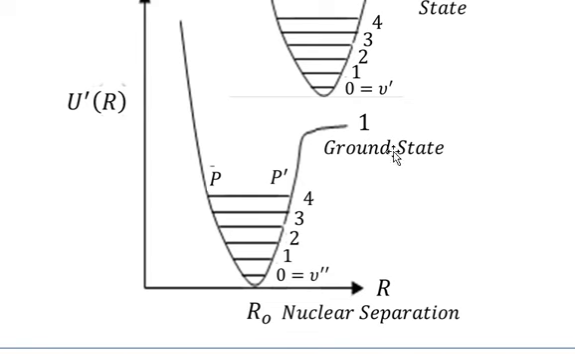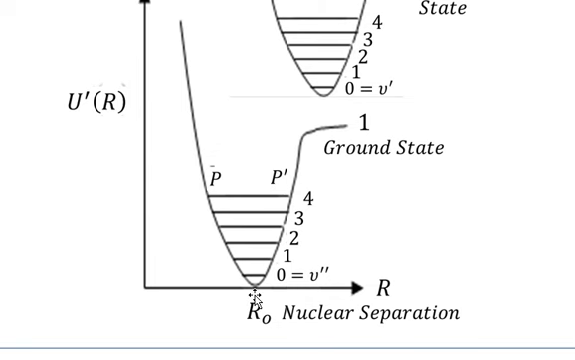You see that the ground state has been labeled as 1 over here. This is the electronic ground state, and this parabolic curve contains many vibrational levels, and the vibrational quantum number for the ground state is V double prime. So it starts with V double prime equal to 0, then 1, then 2, then 3 and 4, and so on. And we have labeled the last level as P and P prime, which we shall describe in the text.